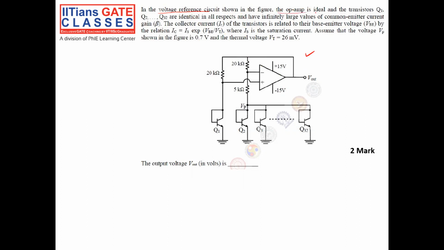The op-amp is ideal. The transistors Q1 to Q32 are identical in all aspects, so all are the same transistor, having infinitely large values of common emitter current gain beta. Since beta is very high, I can say the collector current is equal to the emitter current. When beta is very high, IB is negligible.